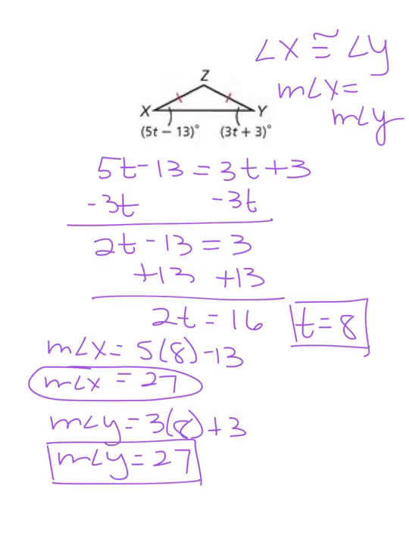Now I can find the measure of angle z even though there's no label there. I know that the triangle has a sum of 180 degrees, all the interior angles. So if I subtract 27 and 27, I know that the measure of angle z is equal to 126.